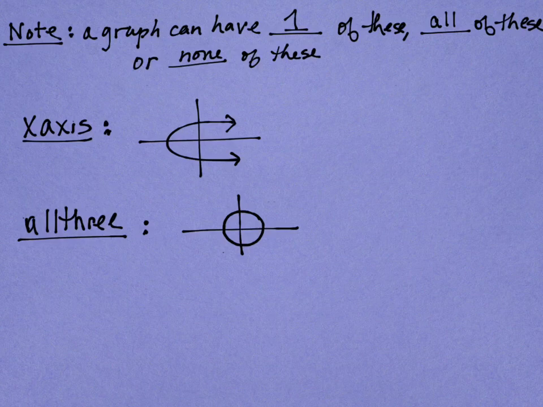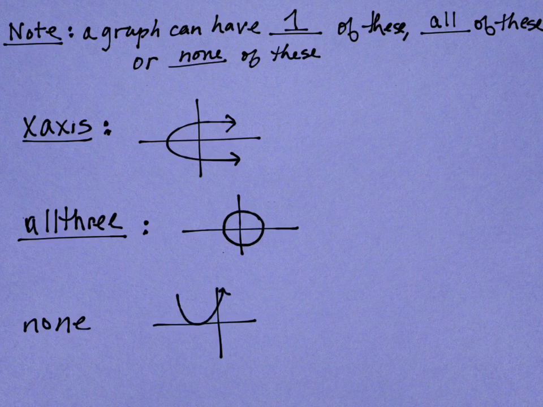Okay, so what does the none one look like? What does none look like? Oh, I didn't draw that. So none could be any of the kinds of graphs we have. They're just not centered. So like this would be a none graph. It does have symmetry. It's just not x symmetry or y symmetry, right? So it does have symmetry. It just doesn't have the symmetries that we've described. Okay? All right.